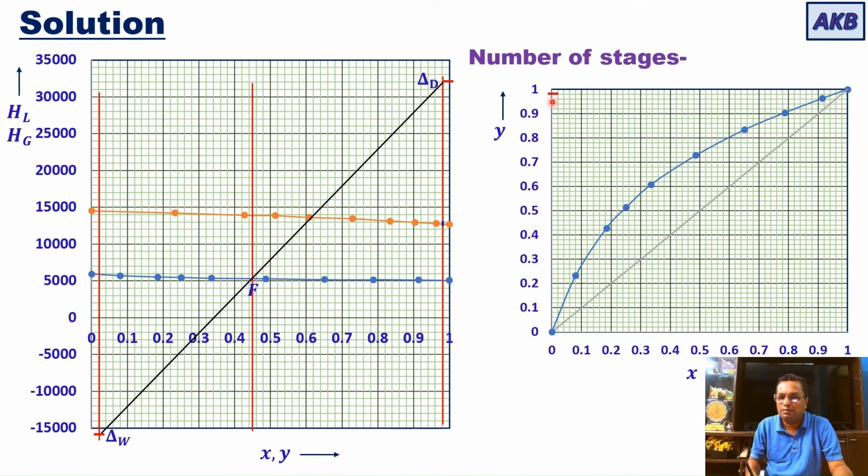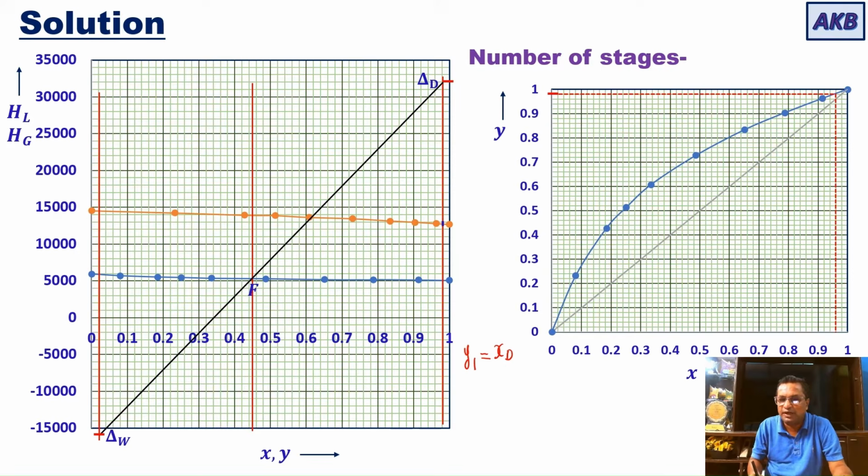Then my aim is to get the value of x that is in equilibrium with this value of y. So for that, I will go to the equilibrium curve and get the value of x that is in equilibrium with this y. Let us call it y1 for your understanding. This is y1. And we are starting with y1 equal to xd.